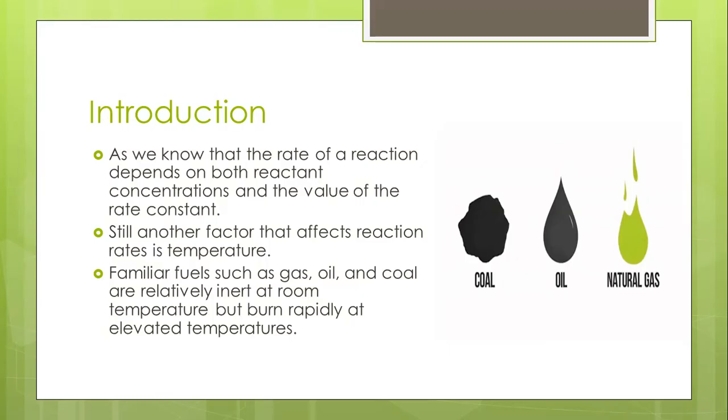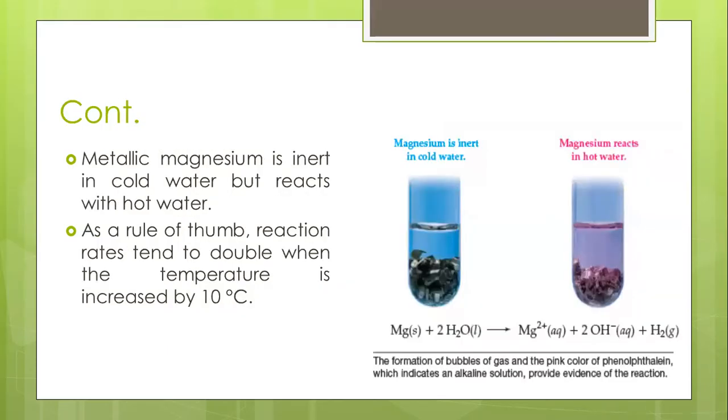Many foods last almost indefinitely when stored in a freezer but spoil quickly at room temperature. We have another example of metallic magnesium, which is inert in cold water but reacts with hot water immediately. As a rule of thumb, reaction rates tend to double when the temperature is increased by 10, and if we triple the temperature, the reaction rate will also become triple.